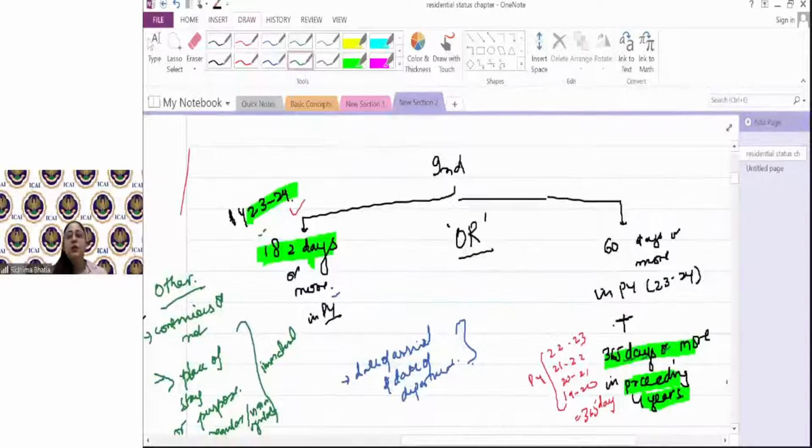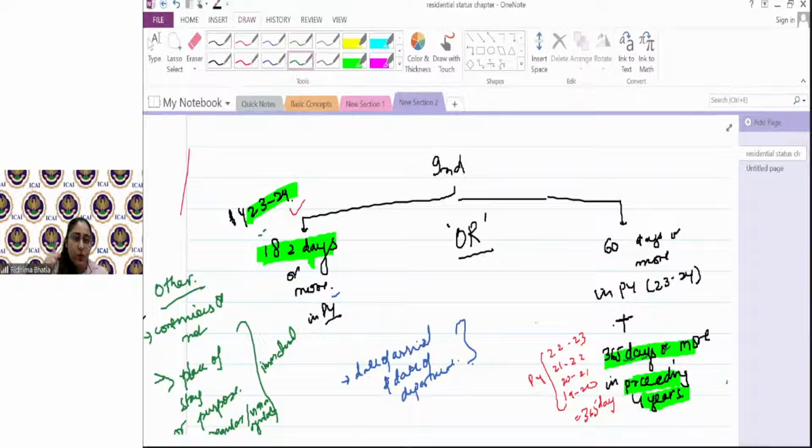Residential status may be understood as follows: a person is a resident if he is in India for 182 days or more in the previous year, or 60 days or more in the previous year and 365 days or more in the preceding 4 years. Any one condition has to be fulfilled to become a resident. But when the question is of an Indian citizen or a person of Indian origin or a crew member, you have to be careful.